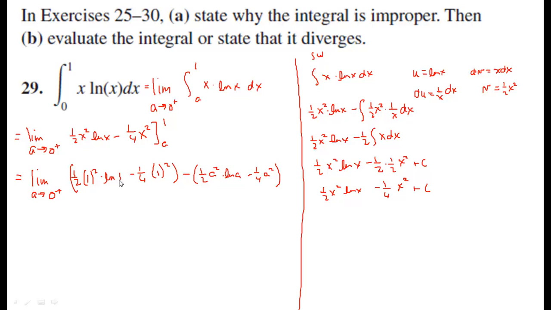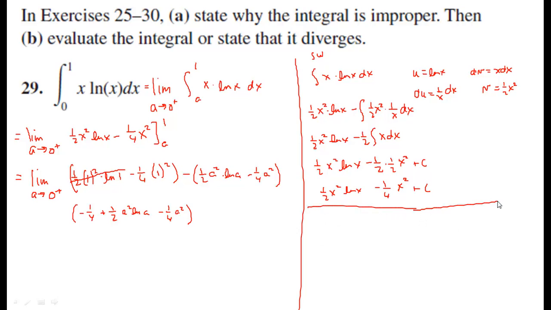Now, natural log of 1 is 0, so that whole thing goes away. Looks like I've got negative 1/4. Over here, I've got a plus 1/2 a squared natural log a, and I've got a negative 1/4 of a squared. That's going to go to 0 once I apply the limit. But what happens here when I apply the limit? a squared goes to 0. Natural log a goes to negative infinity. That's indeterminate. Let's do a little bit of side work here.